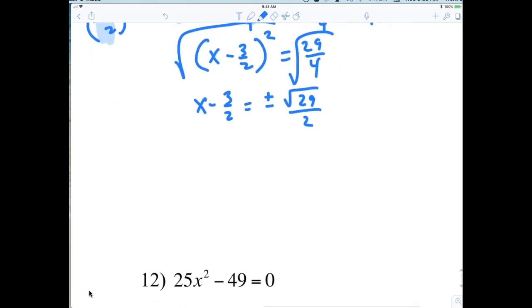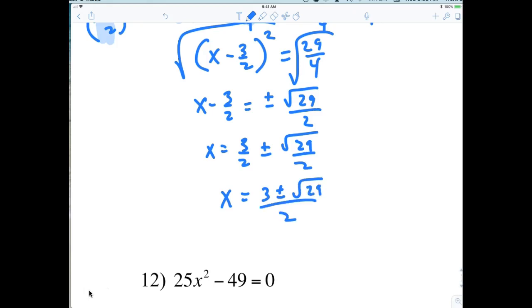Now you just add 3/2 to both sides. So x is equal to 3/2 plus or minus the square root of 29 over 2. They have a common denominator, so most of the time they write it as that.